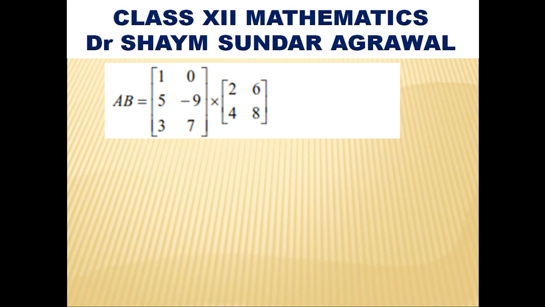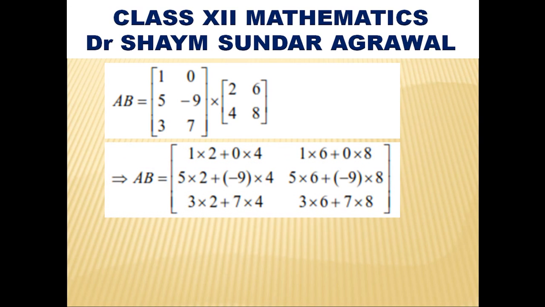So 1 0 multiply with 2 4: 1 into 2 plus 0 into 4. Similarly, first row with second column: 1 into 6 plus 0 into 8. Next, let us take the second row of the first matrix. So second row first column, second row second column: 5 into 2 plus minus 9 into 4, 5 into 6 plus minus 9 into 8.